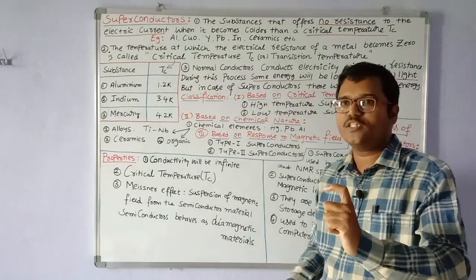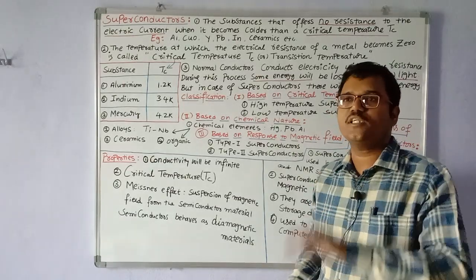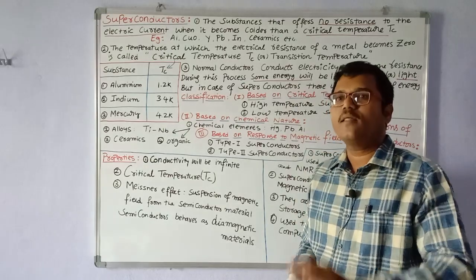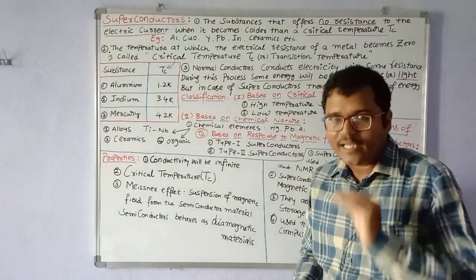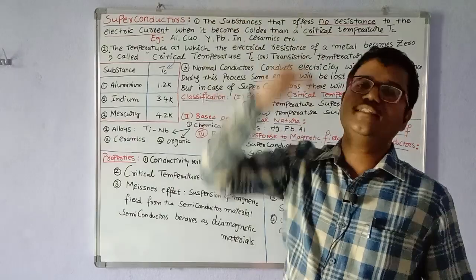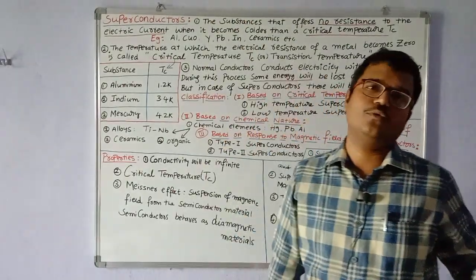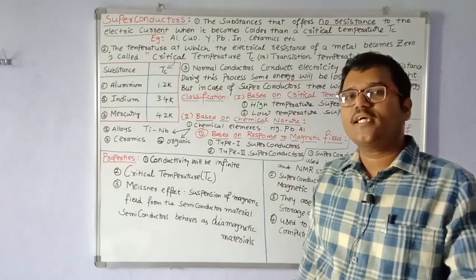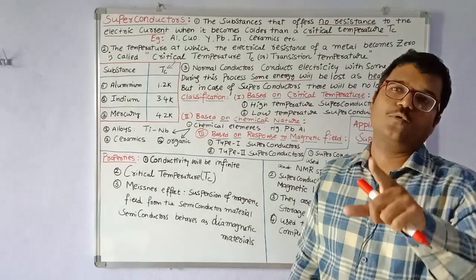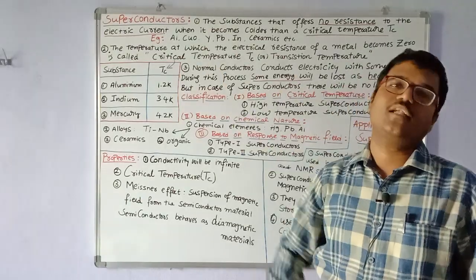Ante oka particular temperature untundi, aa temperature ki manam dani cool cheyali. Ila cool chesthe tappa, ante aa critical temperature attain aithe tappa, normal conductor superconductor ga behave cheyadu. Ante aa critical temperature ni reach ayyaka, appudu resistance zero aipothundi, conductance 100% aipothundi.